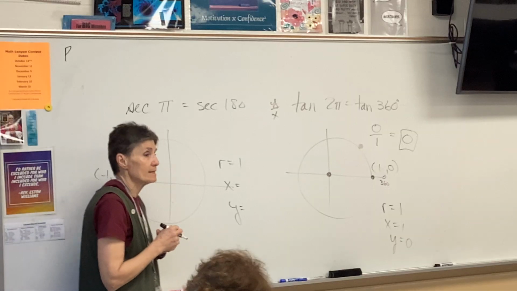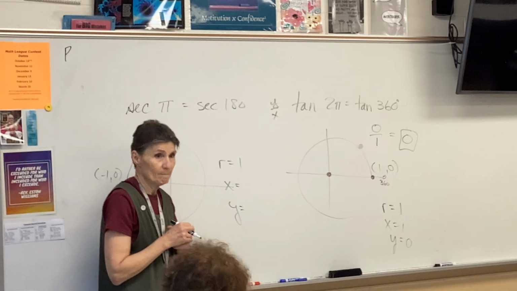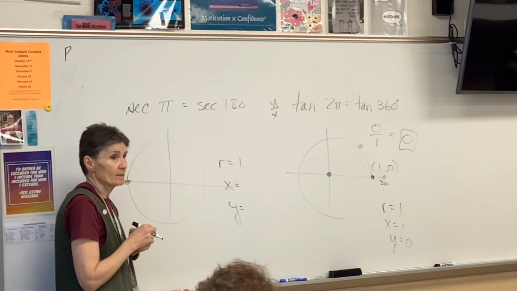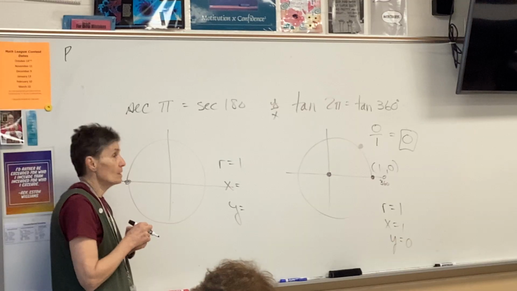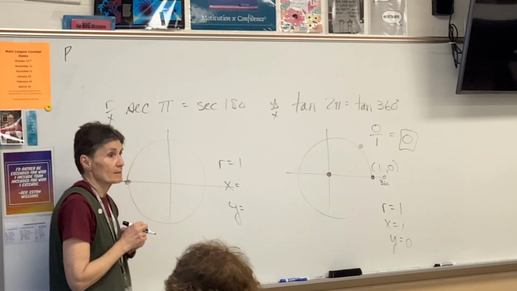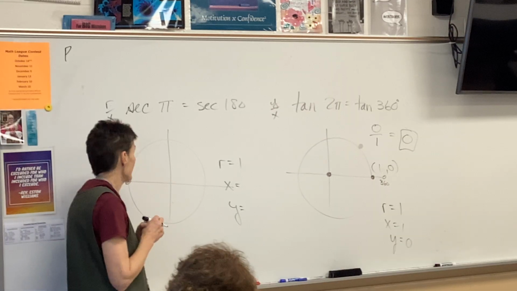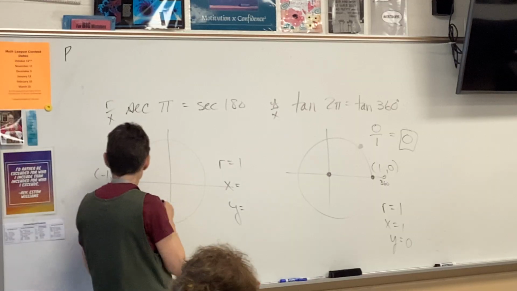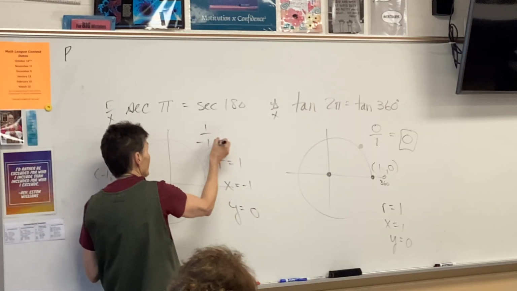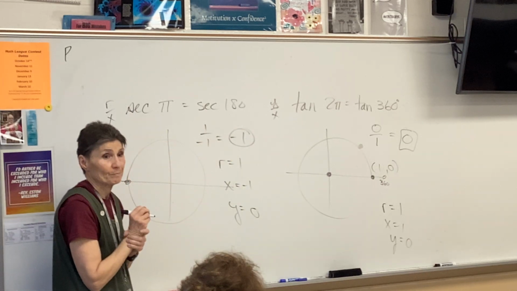Secant is the reciprocal of the cosine. Cosine is x over r. So secant is r over x. Right? So r over x will be 1 over -1, which is simply -1.